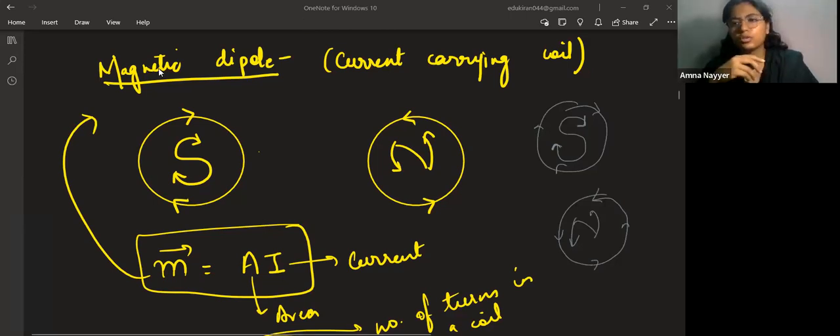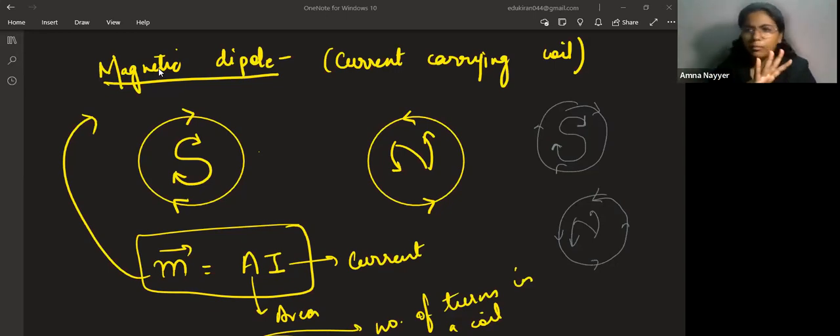Yes, class. So yesterday, most of the topics we had completed, but the last portion of your magnetics is left to be discussed. Now see, magnetic dipole, current carrying coil is here. So how to find out the direction of magnetic moment? See, under magnetic moment, you have to find out south polarity and north polarity. So how can you find it?